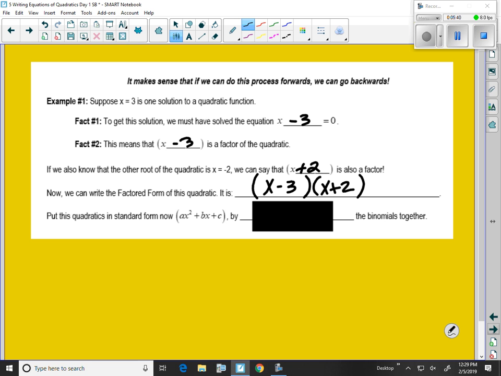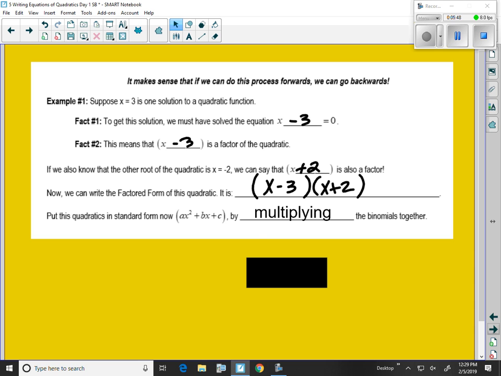And then if we want to get this form, the general form, what do I do to these? We FOIL. We multiply those together. Under multiply, I want you to put FOIL there, okay? Because that's how we usually refer to it. So we can write the factored form, and then we can FOIL it, and we will get the standard form.